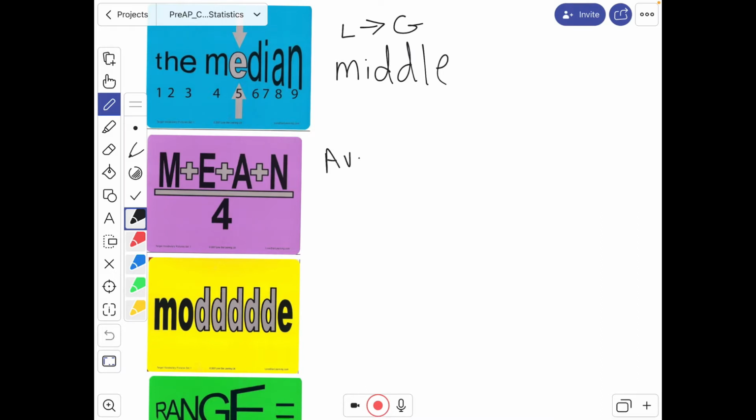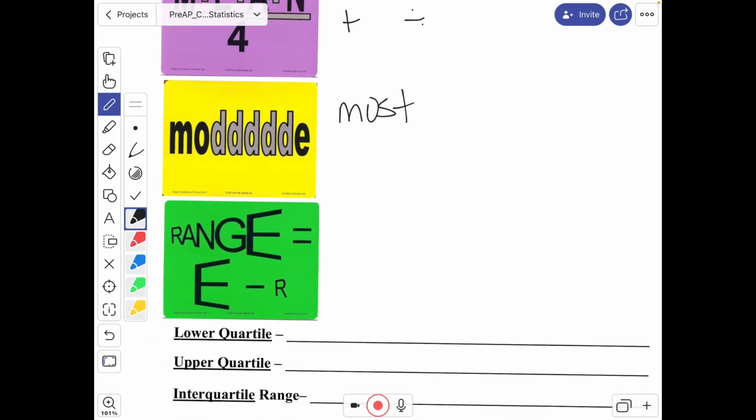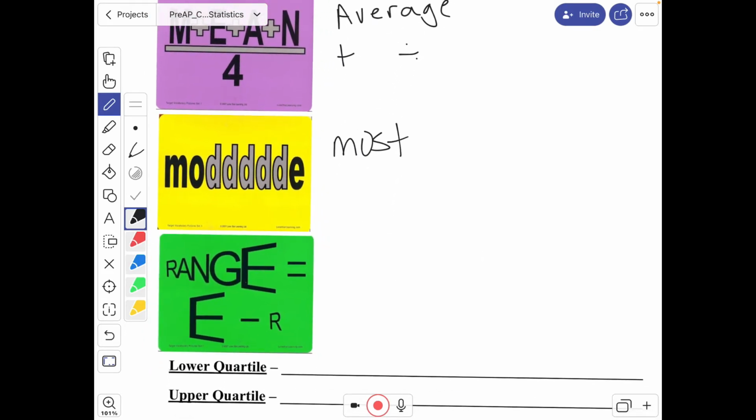Mean is just another way of saying average. And you have to add all of the numbers in the set and then divide by how many numbers there were. Mode is the number that occurs the most. And then we have range. Range is the difference in the biggest and the littlest.